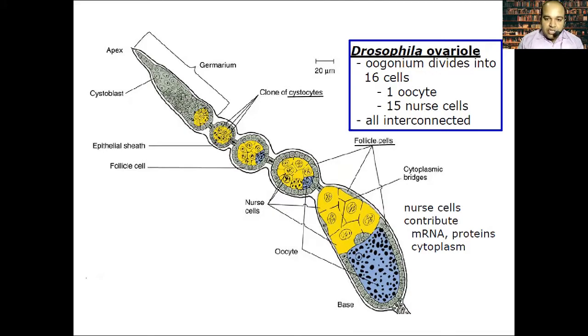Once they form the follicle cells, then, see this, these are the follicle cells, and on the inner side the cystocytes are going to divide. As the cystocytes divide, they will be forming the nurse cells. Cystocytes keep dividing and form the nurse cells.